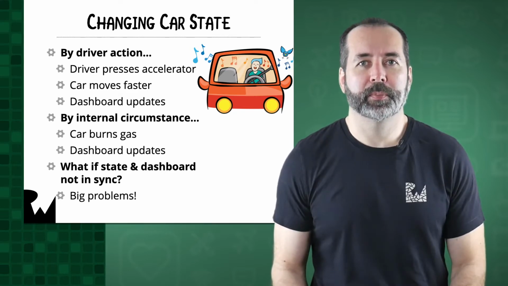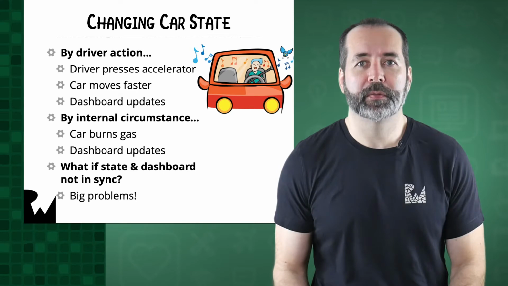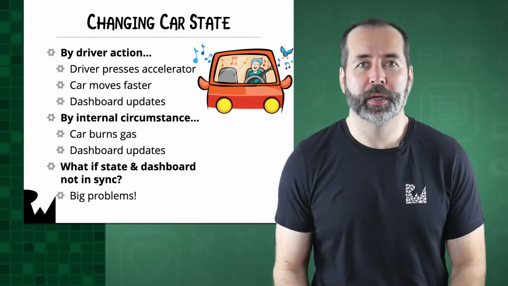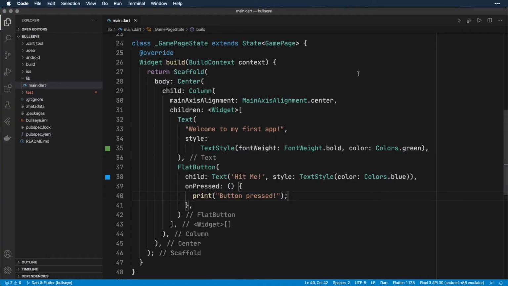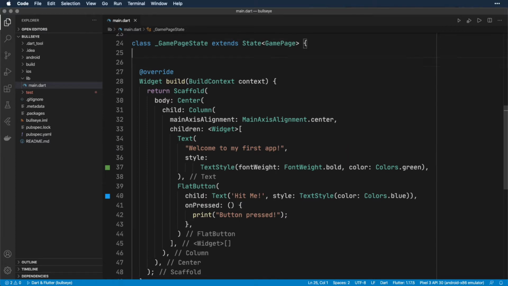Let's take another look at Bullseye and think about what our app state would look like if we want to track whether or not a pop-up alert is visible when the user taps the Hit Me button. Okay, the first thing we need to do is add the alertIsVisible property to the GamePageState class. So at the very top of the class, we add bool _alertIsVisible, and we start it off as false.